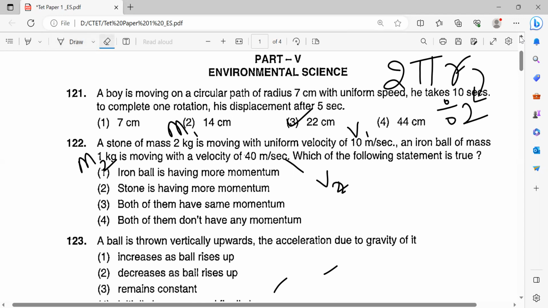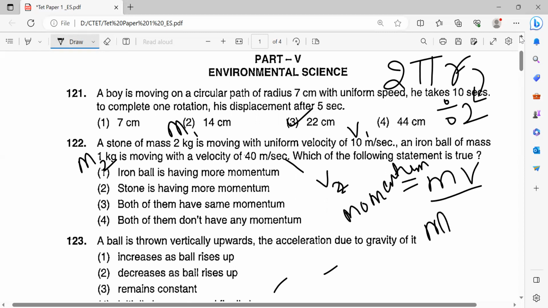For this question, we have to remember one formula. Momentum is represented by small letter p. It is equal to m into v, that is mass into velocity. To avoid confusion, you can write momentum is given by m into v. The mass of the stone is 2 kg and its velocity is 10, so the momentum of the stone will be around 20.